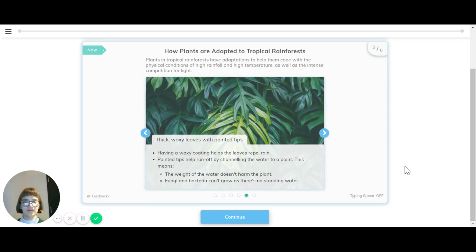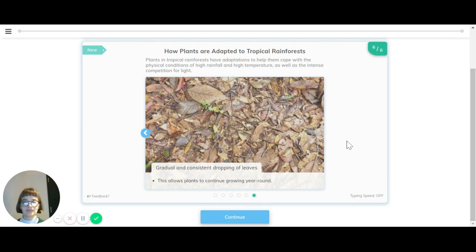There's also thick, waxy leaves with pointed tips. Having a waxy coating helps the leaves repel rain, channeling the water to a point. This means that the weight of the water doesn't harm the plant, and fungi and bacteria can't grow there as there's no standing water. Finally, a gradual and consistent dropping of leaves, which allows plants to continue growing all year round, and also helps add to the really nutrient-rich soil layer on the top of the soil.